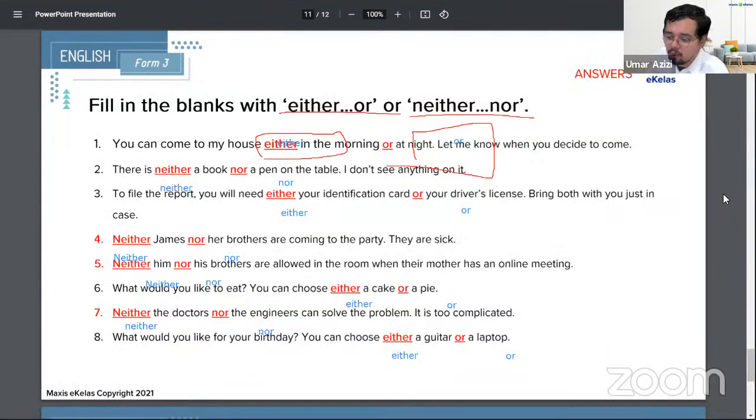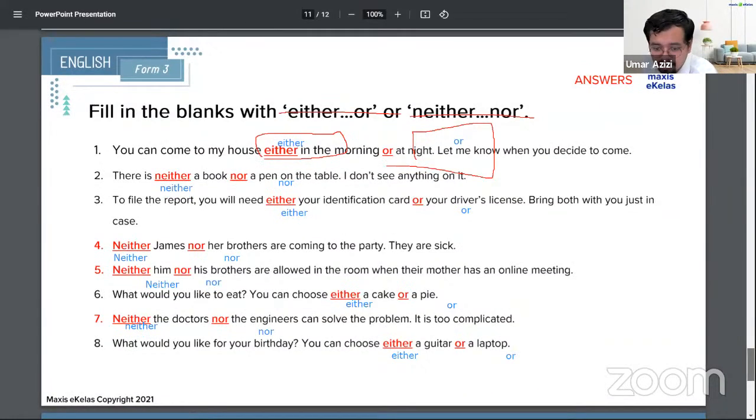I'm going to just scroll the screen just a little bit to make sure that everyone can see the answers also. There we go. So number 1, either or. Number 2, neither nor. 3, either or. 4, neither nor. 5, neither nor. 6, either or. 7, neither nor. 8, either or. Good job, everyone. Everyone got all the right answers. Good job. If you got it wrong and I missed it, I do apologize.